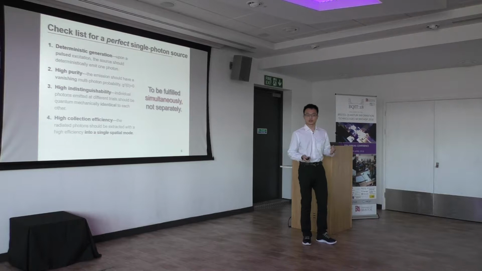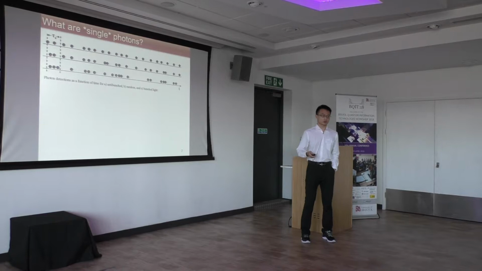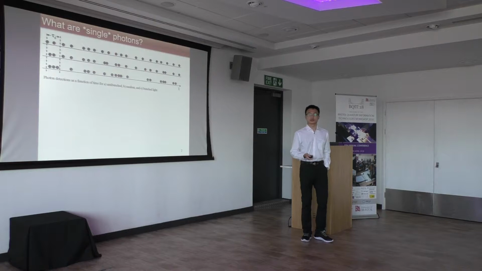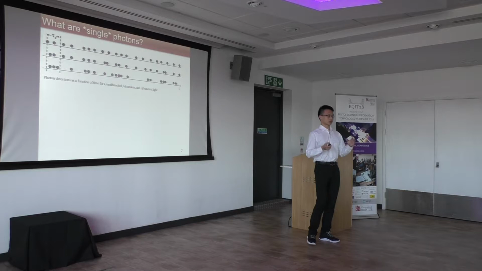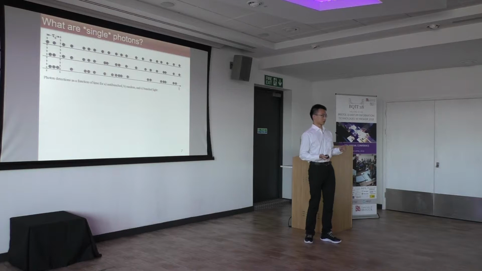Let's go through these concepts one by one in more detail. First, what do we mean by being single? Here is a pictorial illustration of this concept. You can see that the photon stream on the top, these photons are more separated from each other, and they look like being single. But how do we quantify this concept?